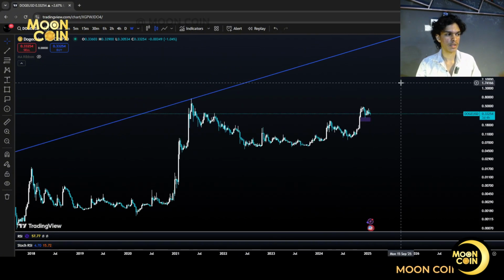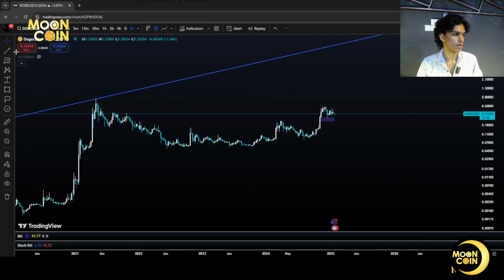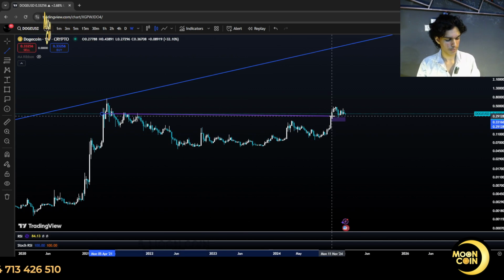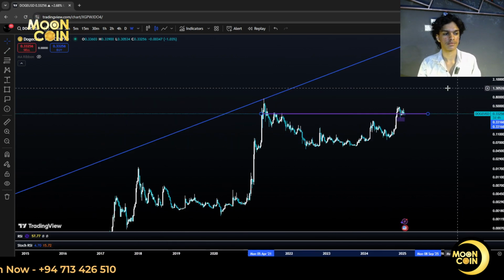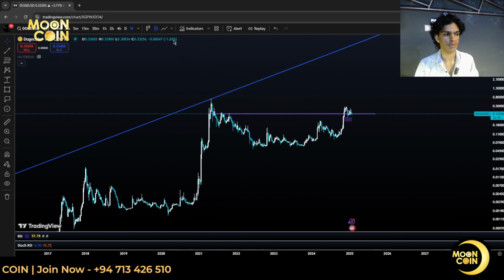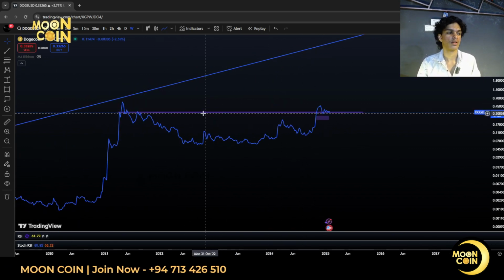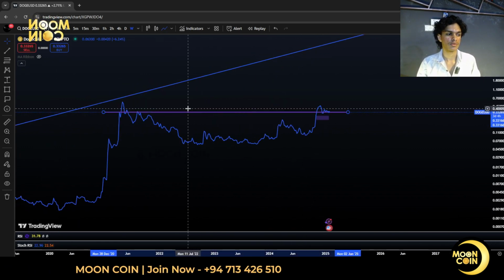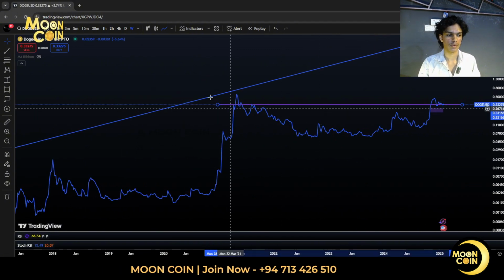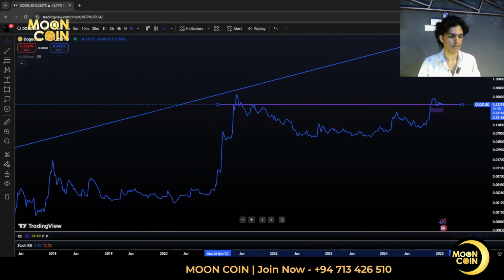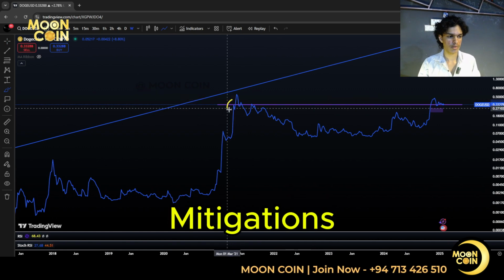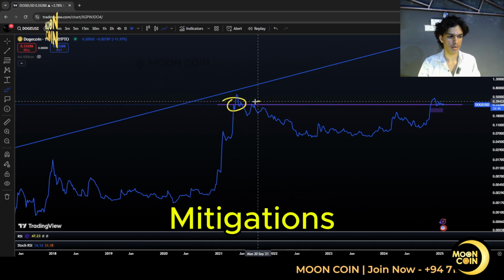So I am on the weekly chart on the crypto exchange, and here you can see there's a trend line that's visible to me. I've always been telling you to use a line chart to identify trend lines. So you can see the mitigations here, and over here and here.